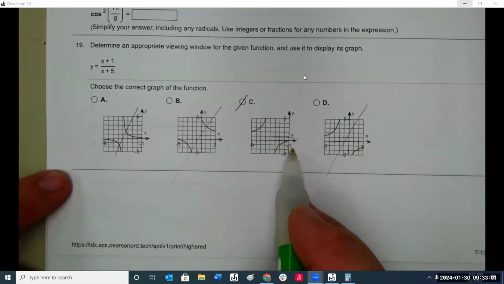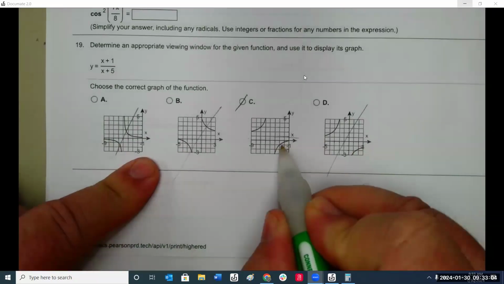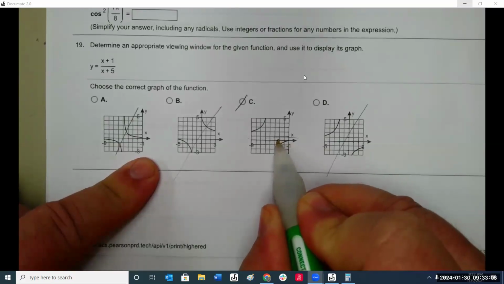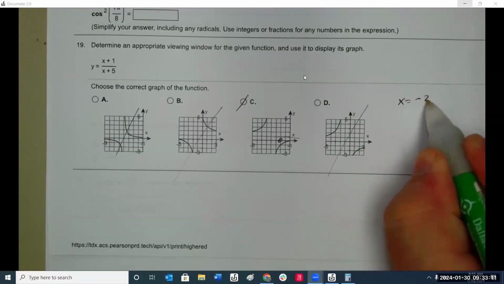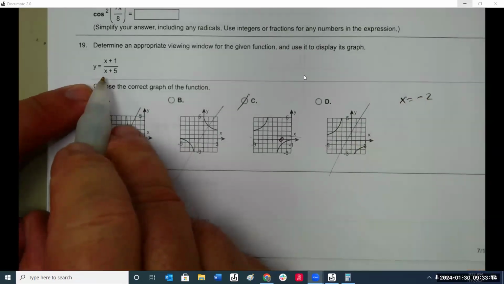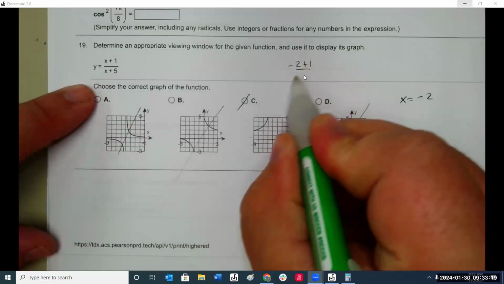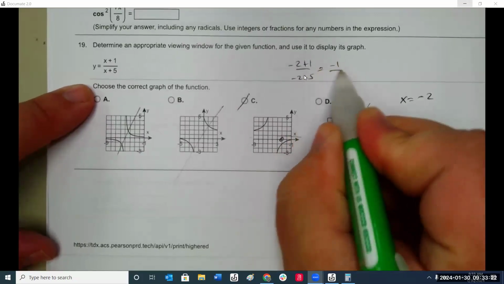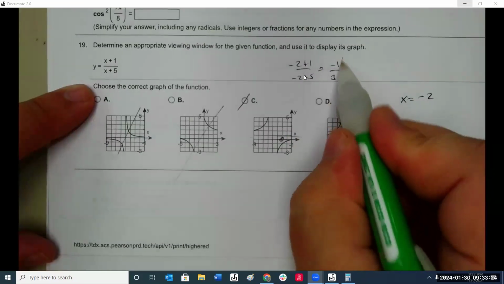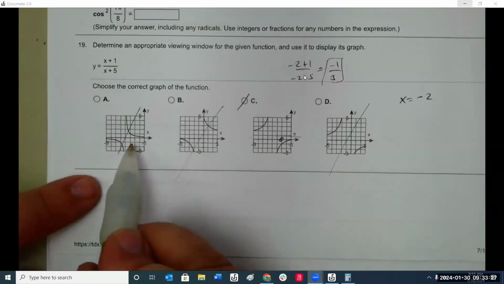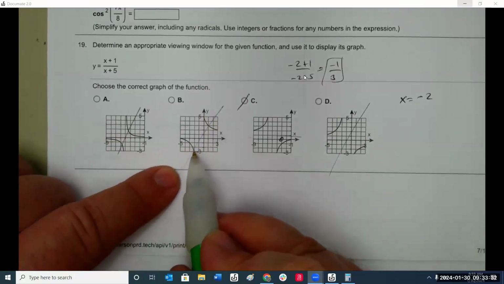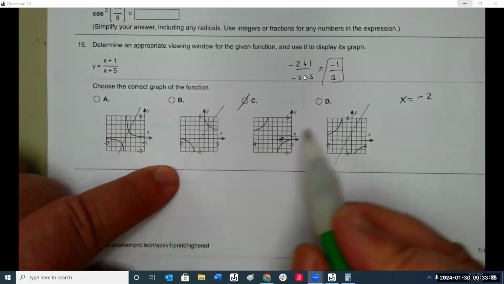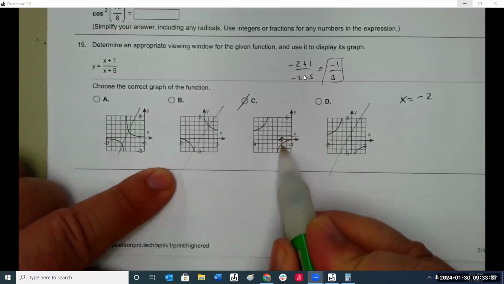So from there, I would plot a point. I could say if I took x equals -2 and plugged it in there, what do I get? We have -2 plus 1 over -2 plus 5, which is -1 over 3. We have a negative answer, right? It can't be A because that's positive. It can't be B because the whole graph is wrong. It has to be C because my solution is negative.